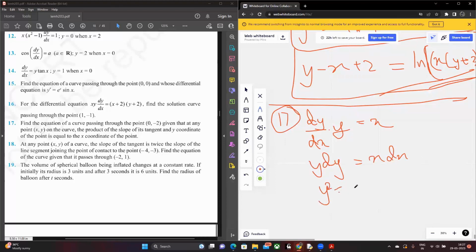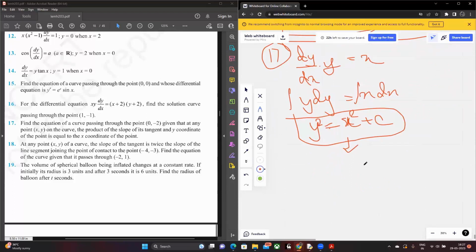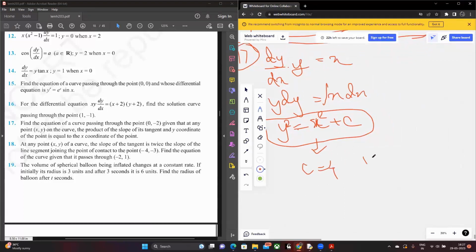y squared equals x squared plus c, right? Because this is elementary integration. Since this passes through (0, minus 2), we have the fact that c is 4. And so you have the hyperbola y squared minus x squared equals 4, right?